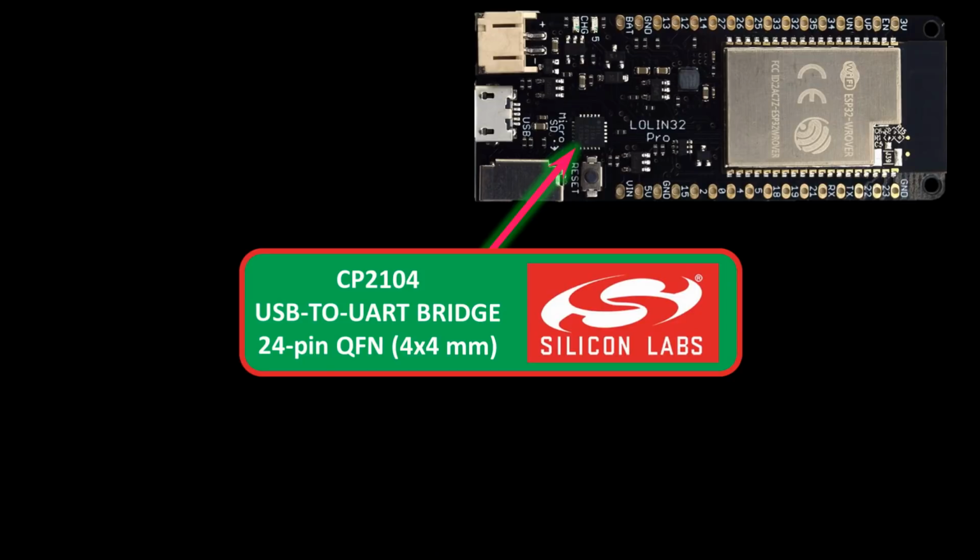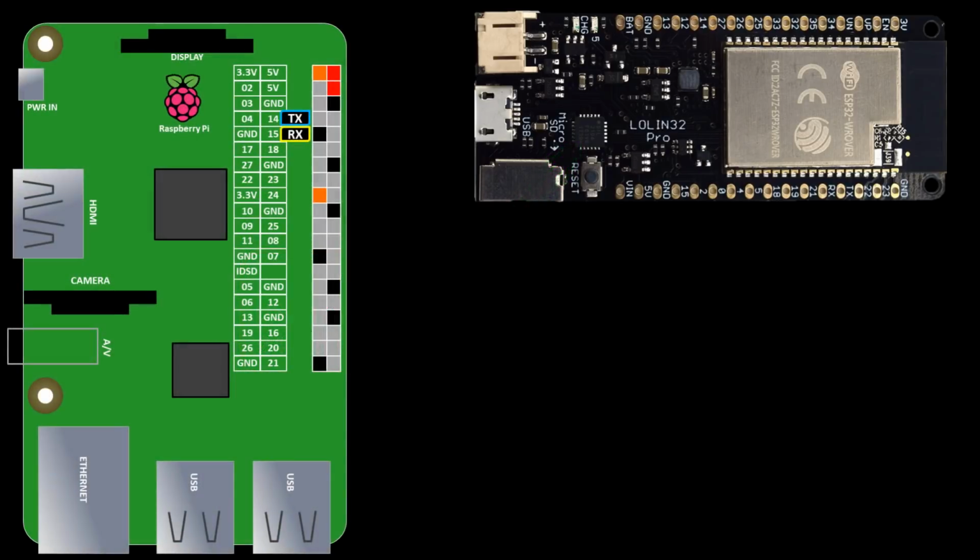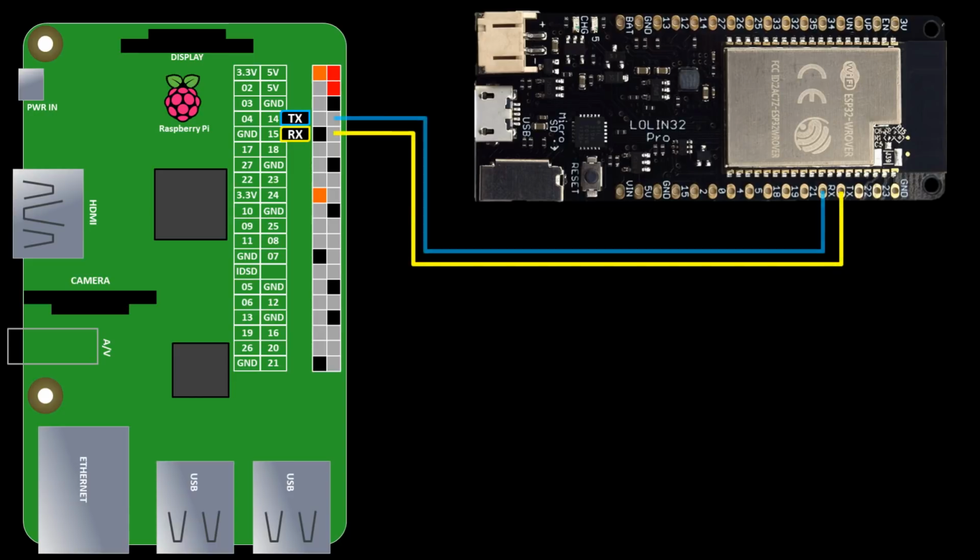A failed CP2104 USB to UART bridge would explain the connectivity issues. The chip's right next to the reset button, which gets pressed frequently, making it susceptible to ESD. Despite the USB not working, it's still possible to check the ESP32 module using a serial connection, which is very easy to wire. The Pi's RX pin GPIO15 is connected to the ESP32's TX pin.